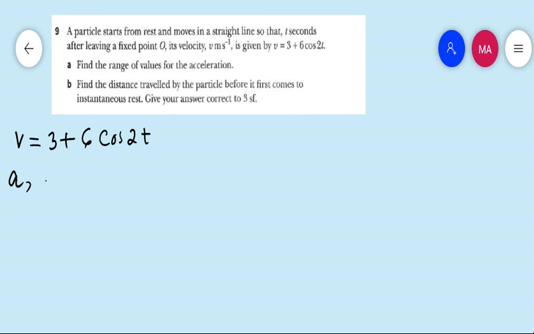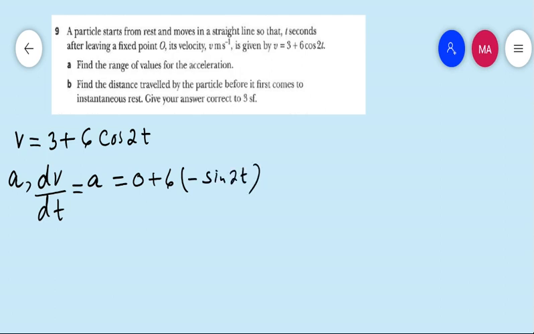So we have to find the acceleration by differentiating the velocity with respect to time, which will give us acceleration. Derivative of 3 is 0. Derivative of cos 2t is minus sin 2t into derivative of 2t, which is 2. So acceleration is 6 into minus 2, which is minus 12 sin 2t. Now we have to find the range of this acceleration.